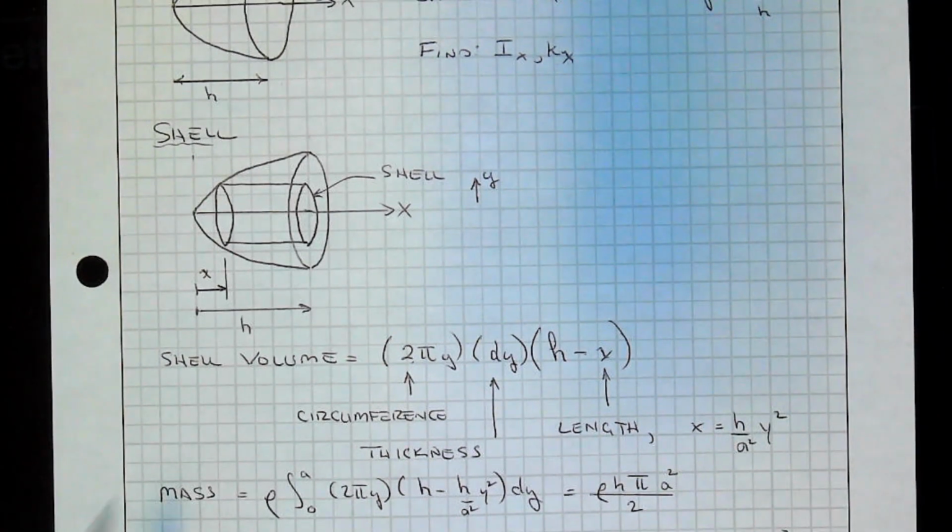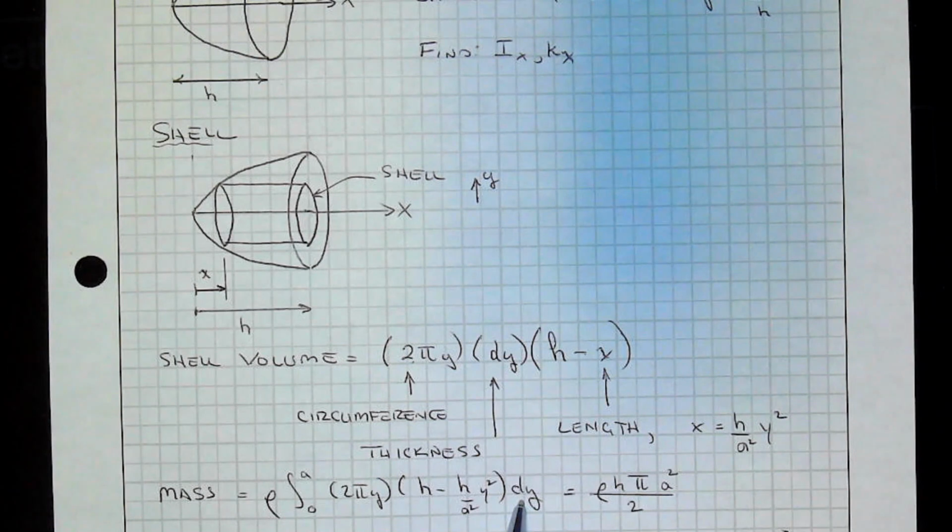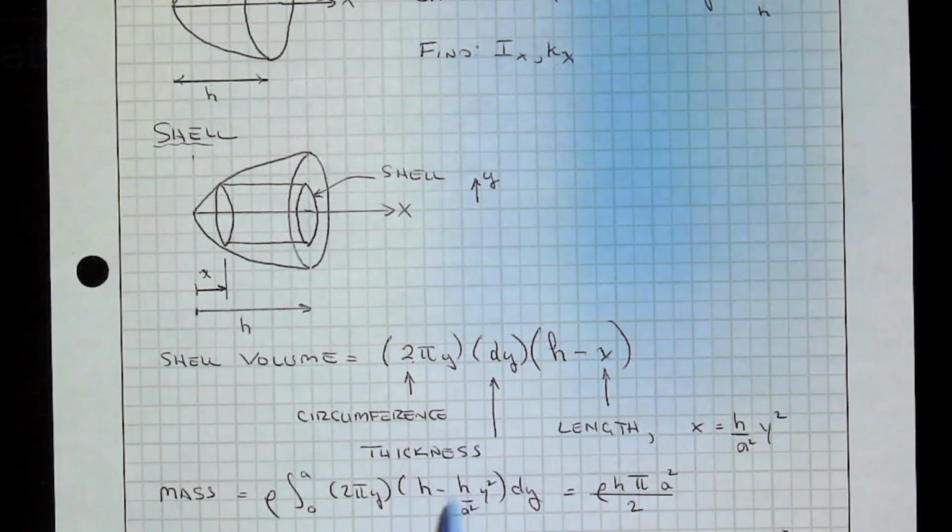Here we have mass equals the integral of the volume, so the integral of dV gives V, times density is mass. So here we have the volume, 0 to a, then here we have our shell. Each of the shells has a 2 pi y circumference. Here's the thickness, here's the height of the shell. Very simple integration in terms of y. And so we get rho h pi a squared over 2. Okay, so there's the mass. We're going to need that. Now for the mass moment of inertia, let's think what that integral is going to be.